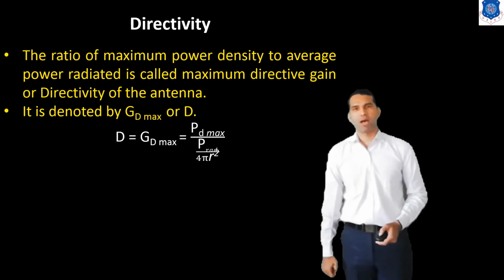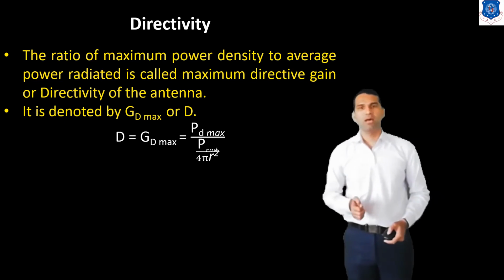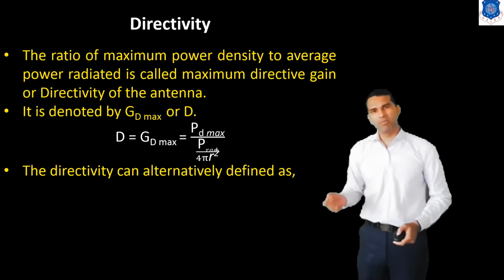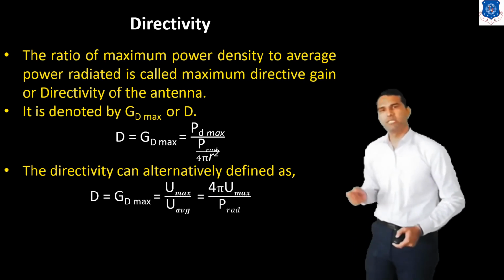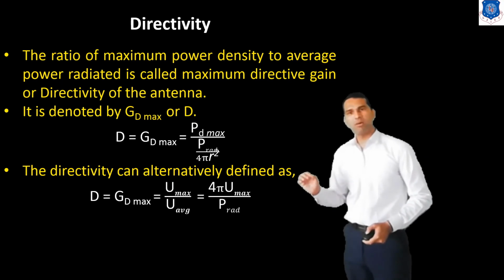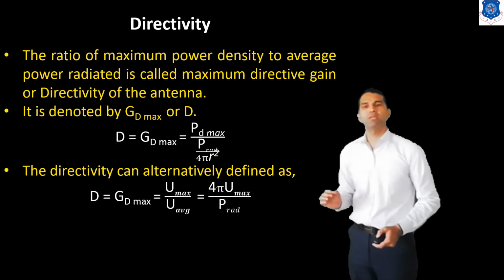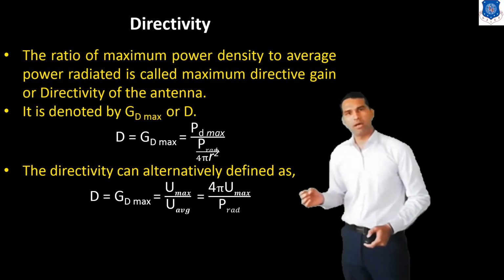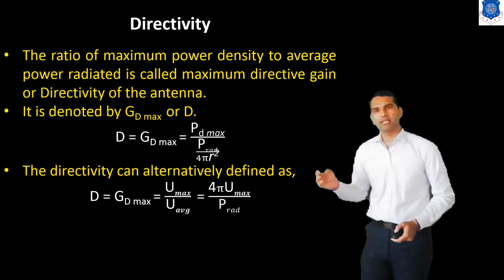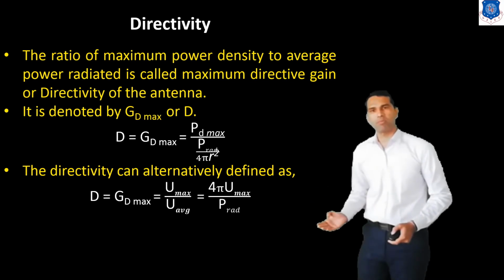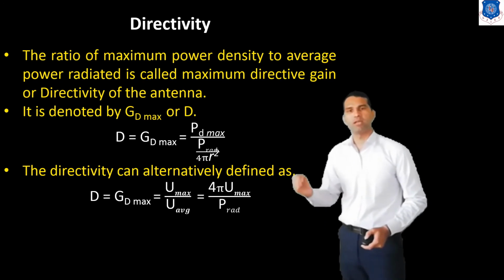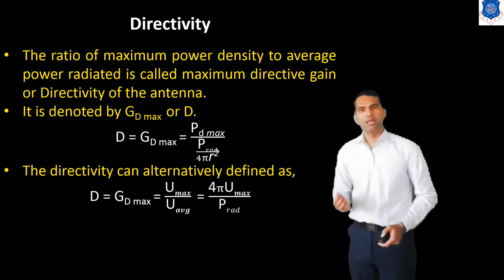This is the average power, and we know the relation between the average power and the power radiation. The directivity can alternatively be defined as D equals G_D maximum, which is U maximum upon U average. So this is the relation between the directivity and radiation intensity. And we know the equation of U average is P radiate upon 4 pi. This P radiate indicates the radiation power.